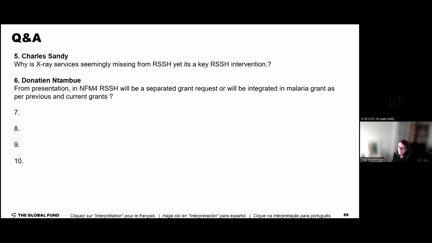And then the last question from the presentation: in NFM4, will RSSH be a separate grant request or will it be integrated in the malaria grant, as per previous and current grants? Okay, so let me be clear, it can be either. You can include the RSSH in a standalone funding request, which will become a standalone RSSH grant, or you can include the RSSH in a disease funding request, and then include that RSSH under the PR ship of the disease grant, or you can create a standalone RSSH grant out of the disease funding request. So you have to think about funding requests as different from the grants. You can have different types of grants coming out of a disease funding request. So hopefully that's clear.